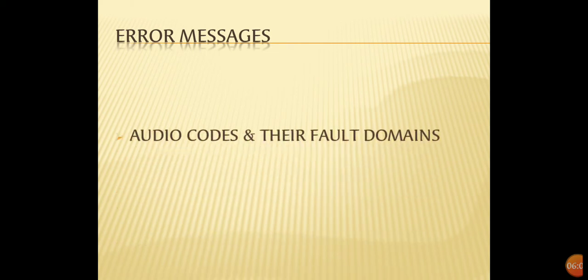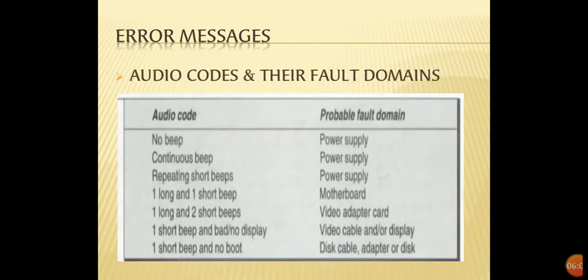The error messages are displayed by audio codes and error codes. POST audio codes consist of various beep variations to identify the faulty component. When the system is started up, if a problem is detected, different series of audio codes are sounded. So let us discuss what type of audio codes there are and what they mean.